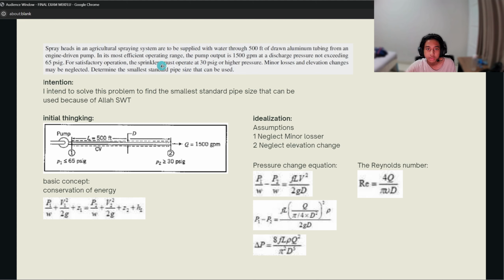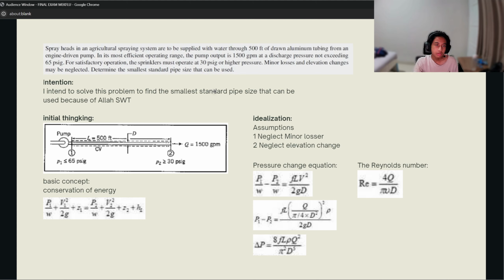In its most efficient operating range, the pump output is about 1500 GPM at a discharge pressure not exceeding 65 psig. For satisfactory operation, the sprinkler must operate at 30 psig or higher pressure. Minor losses and elevation change may be neglected. Determine the smallest standard pipe size that can be used.